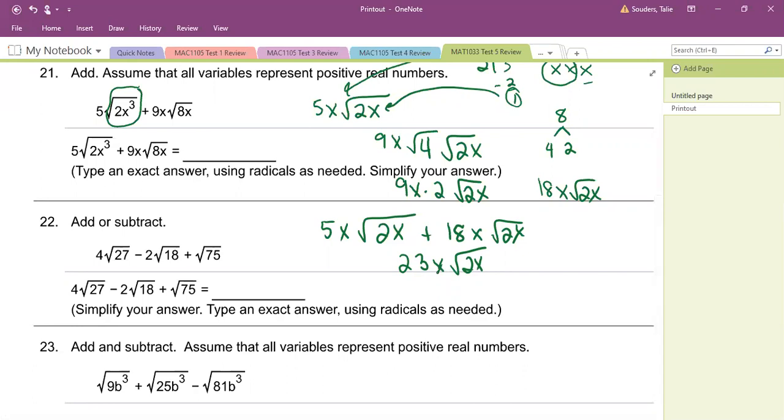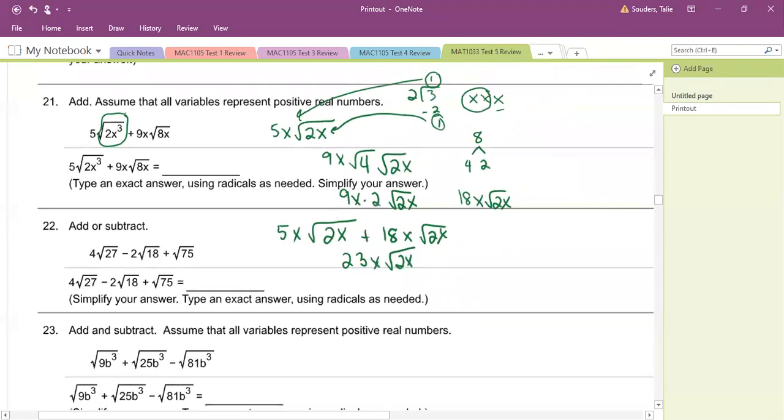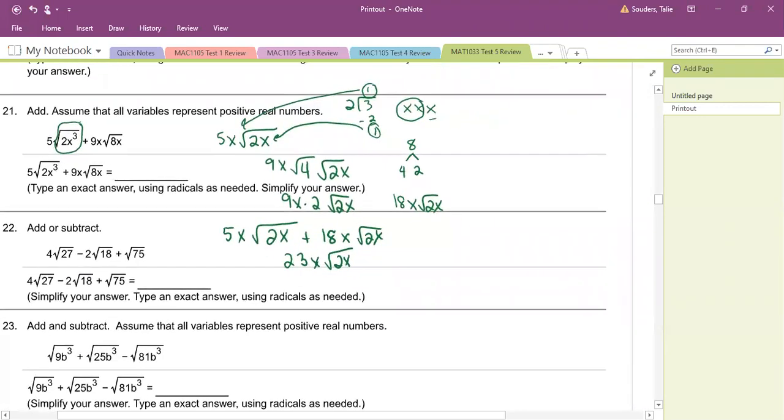No. Okay, while I'm rewriting it, why don't you guys see how far you can get with number 22? So 4 times the square root of 27 minus 2 times the square root of 18 plus the square root of 75. I'll rewrite it off to the side for us.